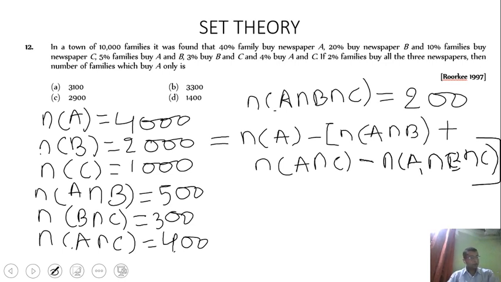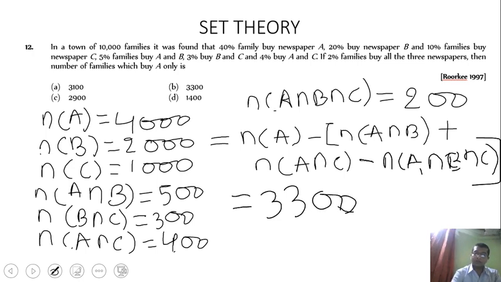So n(A) is 4,000, minus n(A intersection B) 500, n(A intersection C) 400, minus n(A intersection B intersection C), which we have calculated as 200. If you substitute these values in the above expression, we get the answer as 3,300. Therefore the correct option is B.